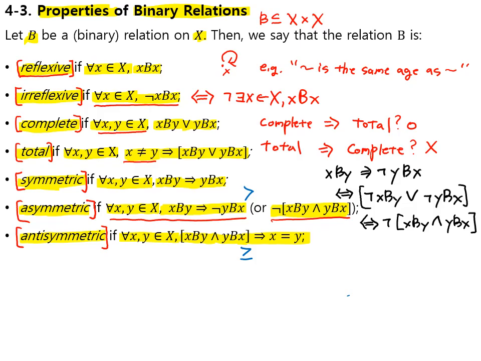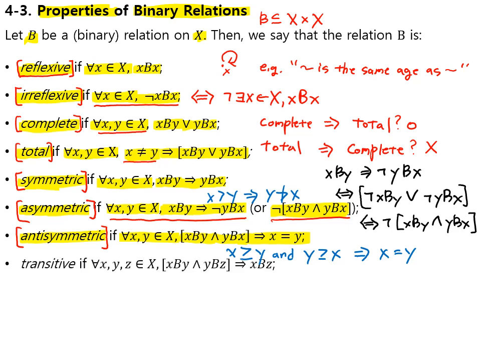So this means that if x is greater or equal to y, and y is greater or equal to x, then this implies that x and y are the same. Here, if x is greater or equal to y, and y is greater or equal to x, you can see that x and y are the same. And similarly, up here, if x is greater than y, then this implies that y is not greater than x.